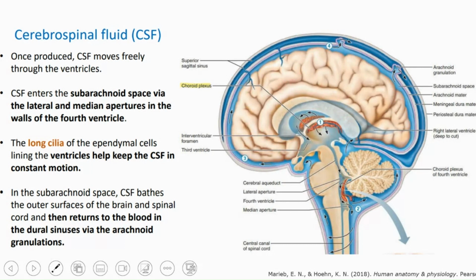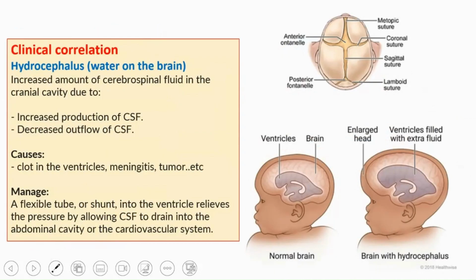Now, the case here will be different between adults and infants. Why? In infants, see here, this is the skull of the infants. The sutures are not yet closed in infants. The skull has the capability to expand, to enlarge. So if there is an accumulation of fluid within the brain, the skull will enlarge to allow for the accommodation of the high fluid. So this will cause a condition called hydrocephalus.